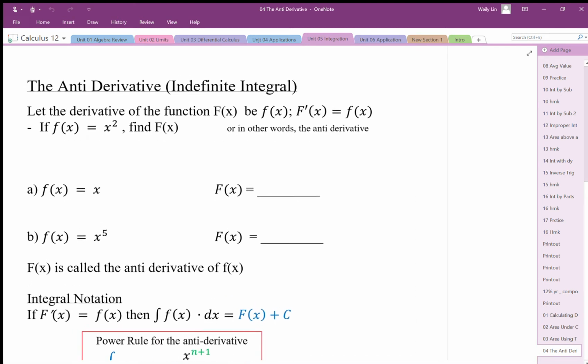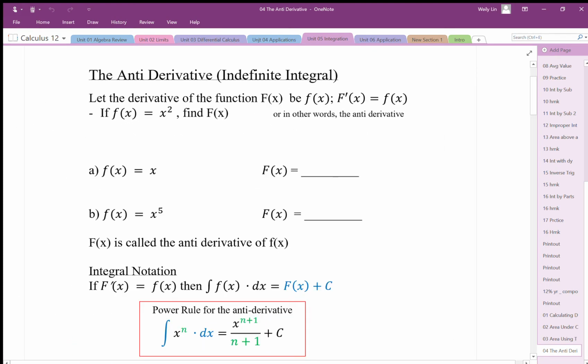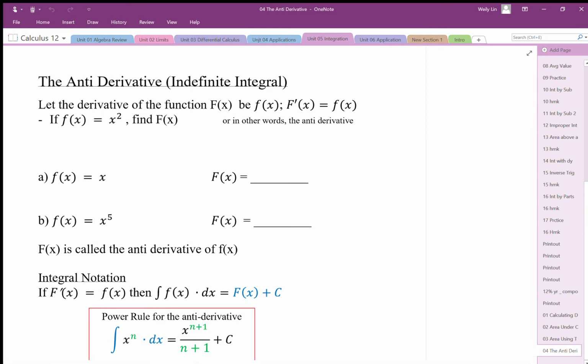So we just want to focus on the antiderivative right now. We just want to undo a derivative. So here the big F is an original function, little f is a derivative. So big F prime is f. So this is my derivative function.